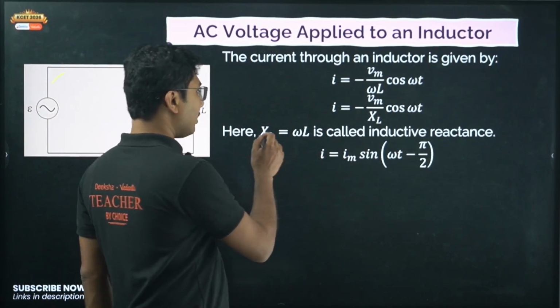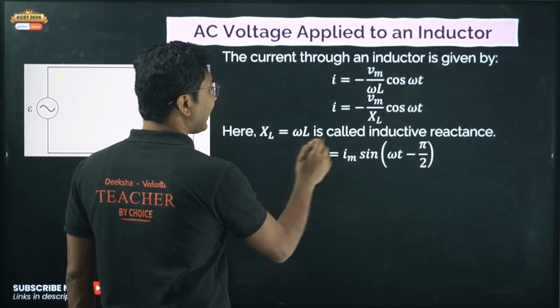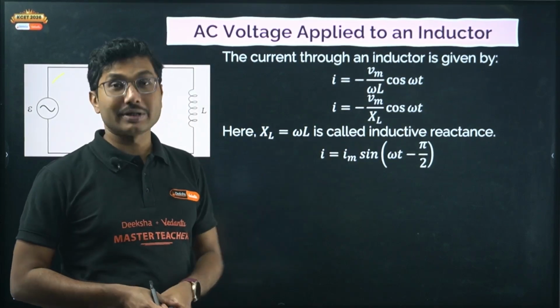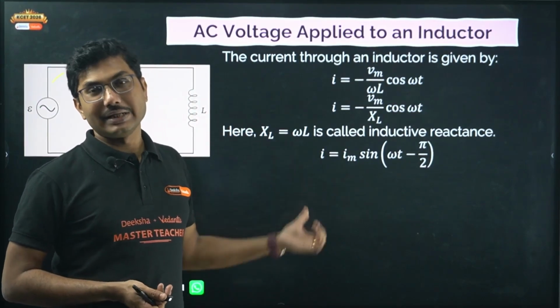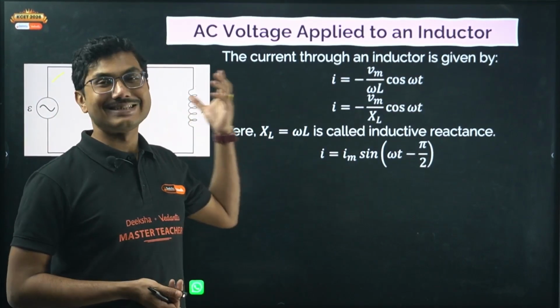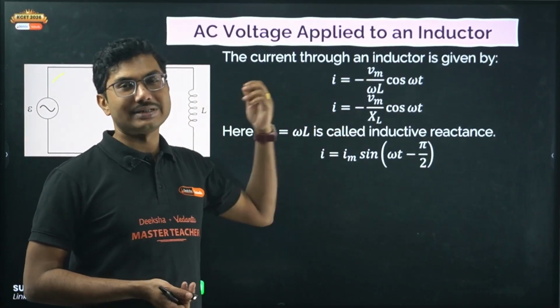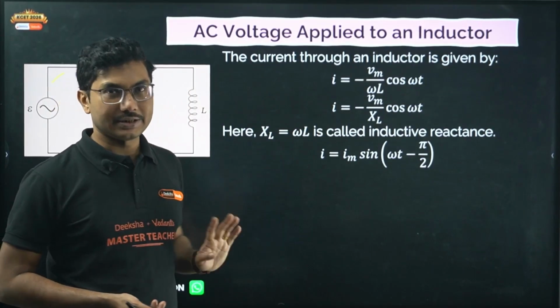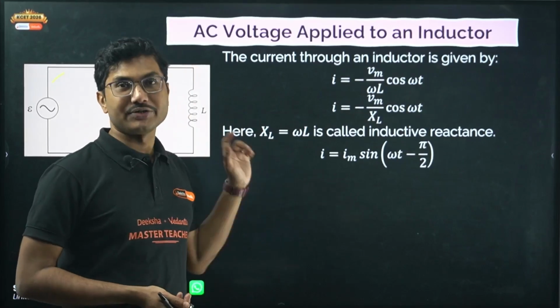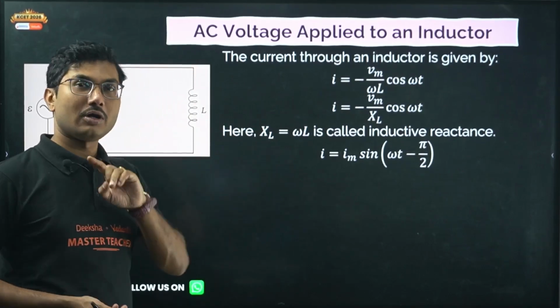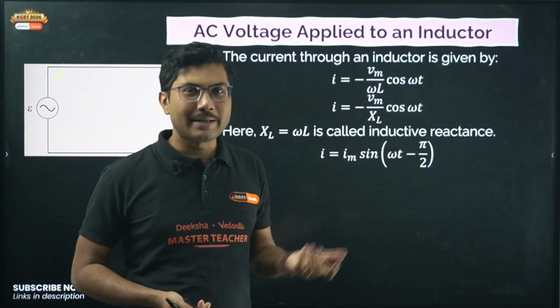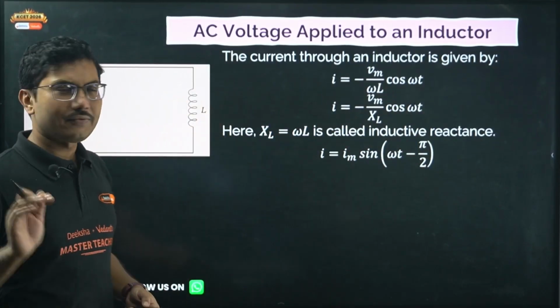Here XL equals omega L is called inductive reactance, or the AC resistance of the inductor. So it is equivalent to AC resistance, and its unit is ohm, same as your normal resistance. Inductive reactance is the fancy name. It is the AC resistance of the inductor.